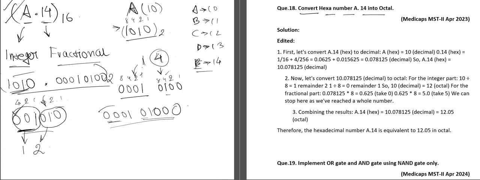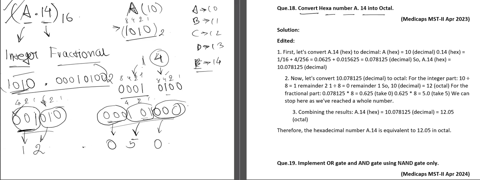So we will take a group of 3 bits. So the first group will be 0, 0, 0. The next group will be 1, 0, 1. And again the next group will be 0, 0, 0. So 0, 0, 0 has an equivalent of 0. And this has an equivalent of 5, because 4 plus 1 is 5. And this will have an equivalent of 0.